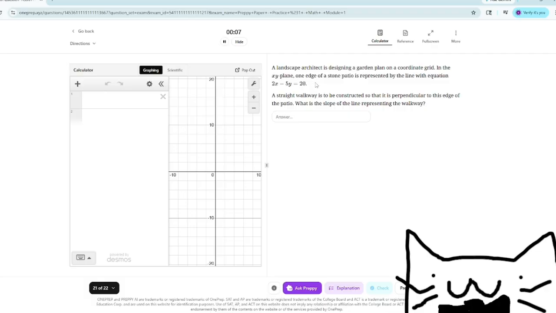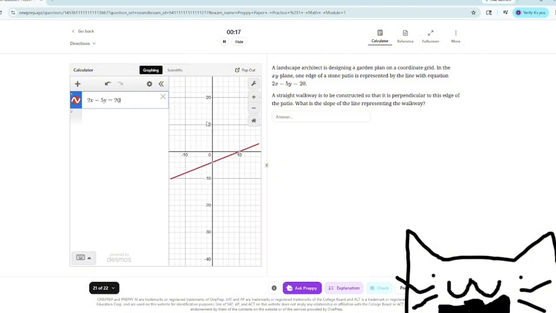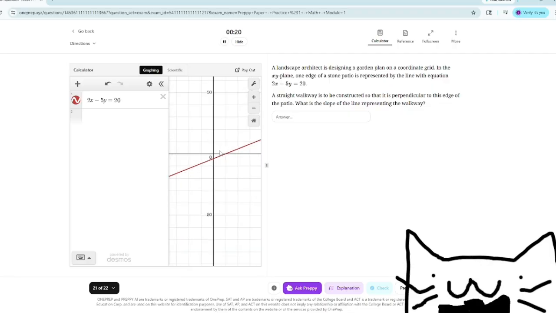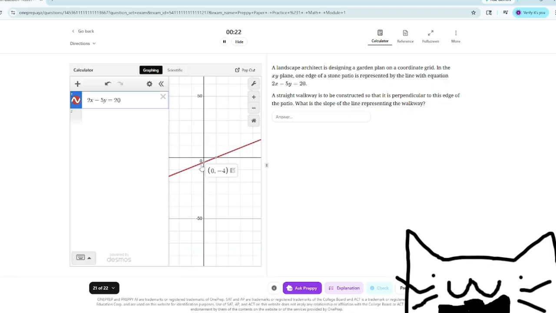Okay. A landscape architect is designing a garden plan. One edge perpendicular. So we're given 2x minus 5y equals 20. We might actually have to use math for this. I'm not sure how to use Desmos for this, but we could just solve it.